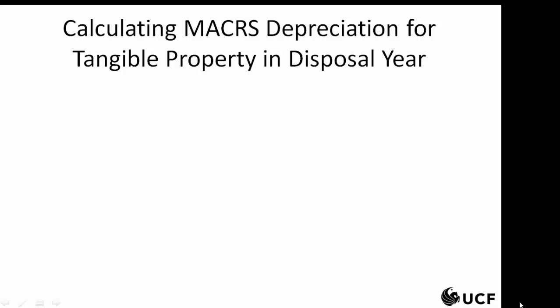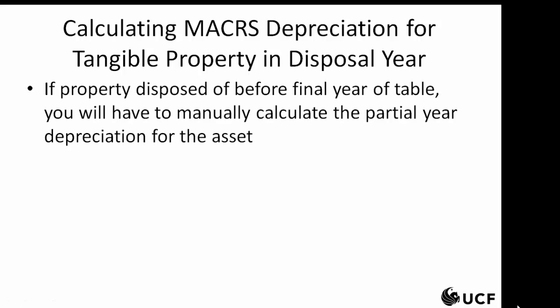Now let's look at what happens in calculating the MACRS depreciation for tangible property in the year of disposal. Remember, if a property is disposed of before the final year of the table, you will have to manually calculate the partial year depreciation for the asset. The partial year depreciation is built in the final year of the table. But if you dispose of it before the final year of the table, it's not built in, so you will have to manually do that.